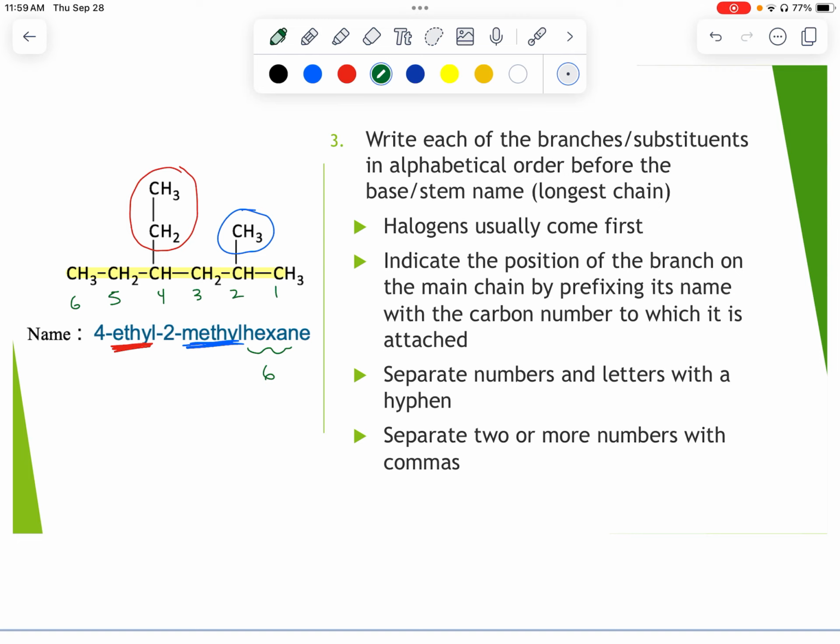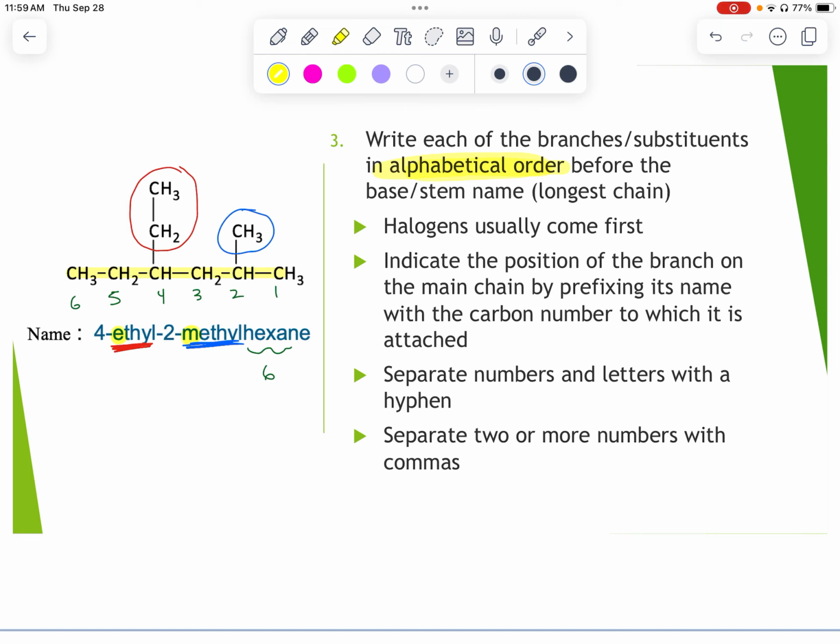A couple things about the way that we write it. We usually write the halogens first, but that's because the halogens come in alphabetical order first. That's what we're really doing. We're putting them in alphabetical order. And ethyl comes before methyl.